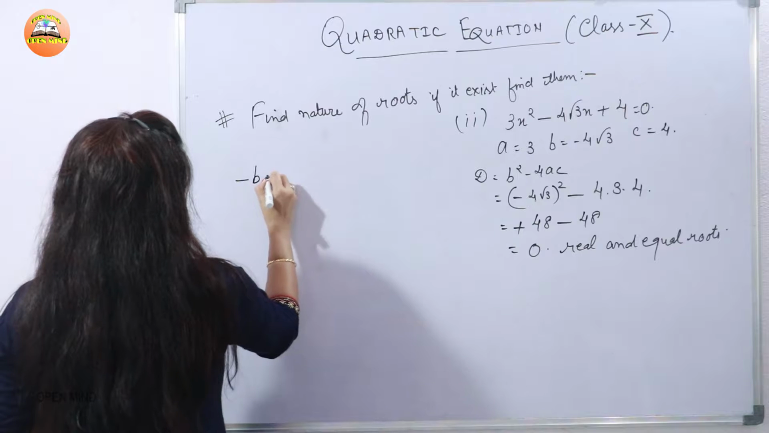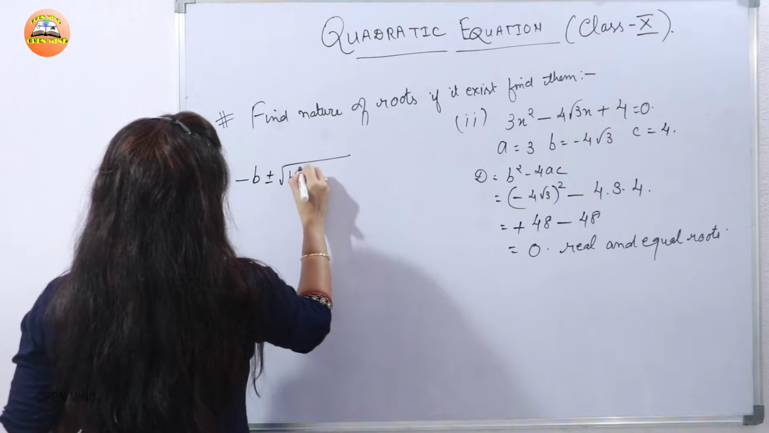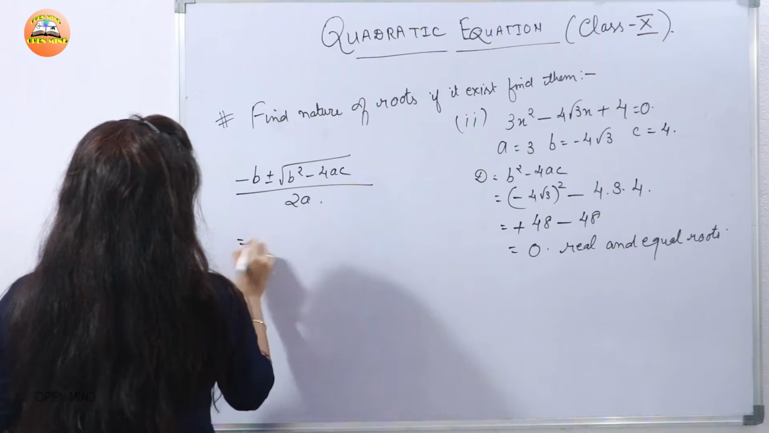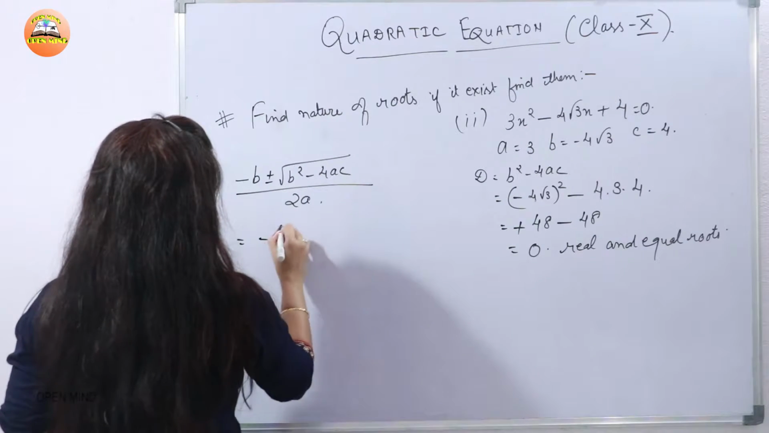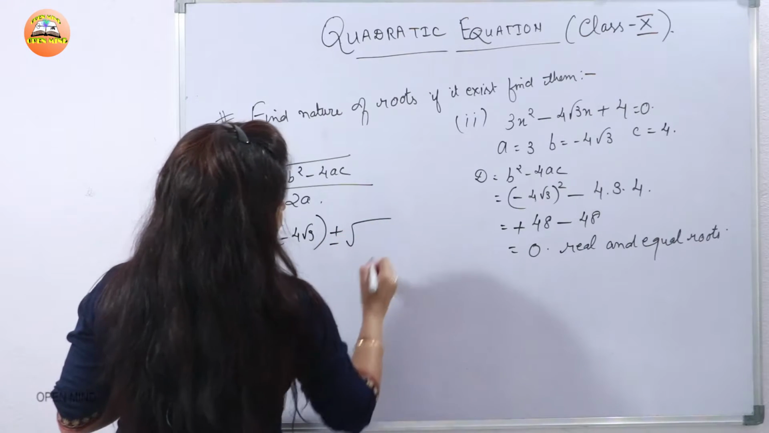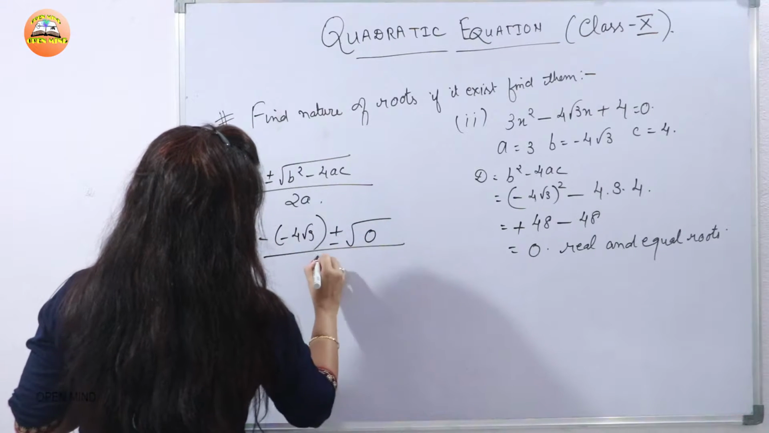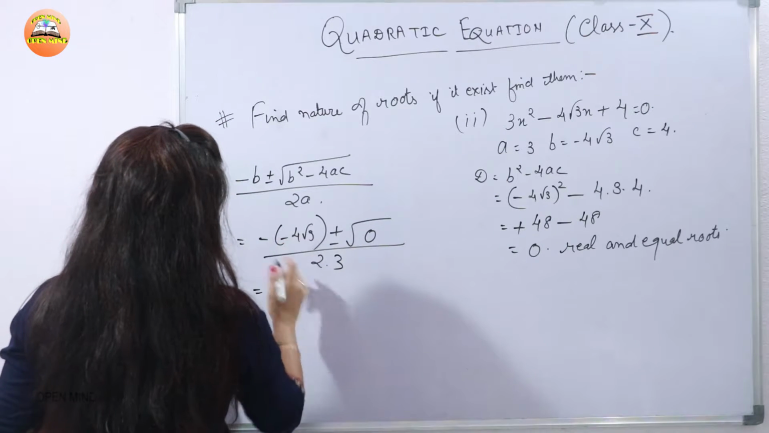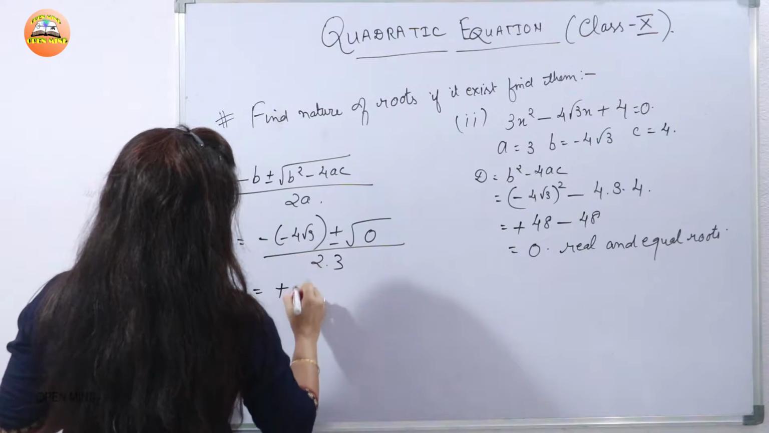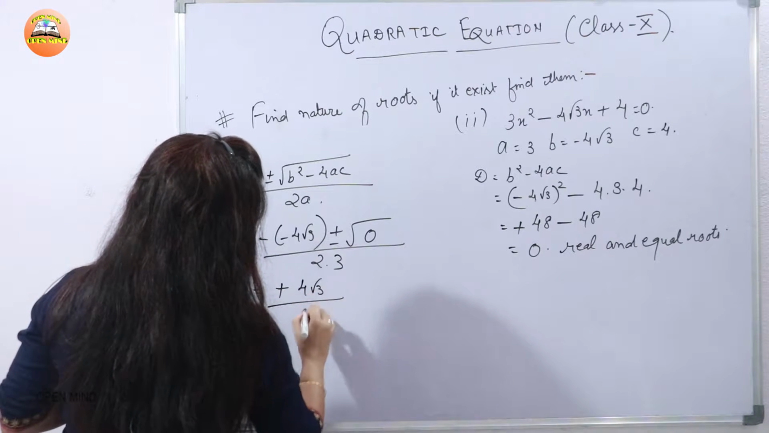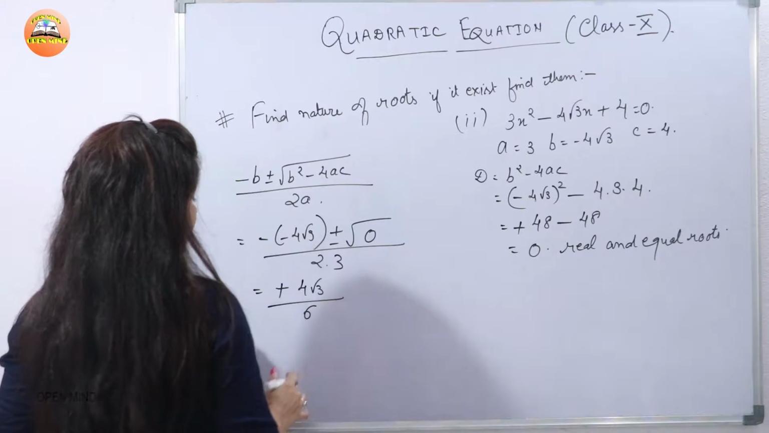So the formula was minus b plus minus under root of b square minus 4ac, the whole divided by 2a. So what is your b here? Minus 4 root 3 plus minus 0, the whole divided by 2 into a, 2 into 3. So that will become 4 root 3 divided by 6. This part does not exist.